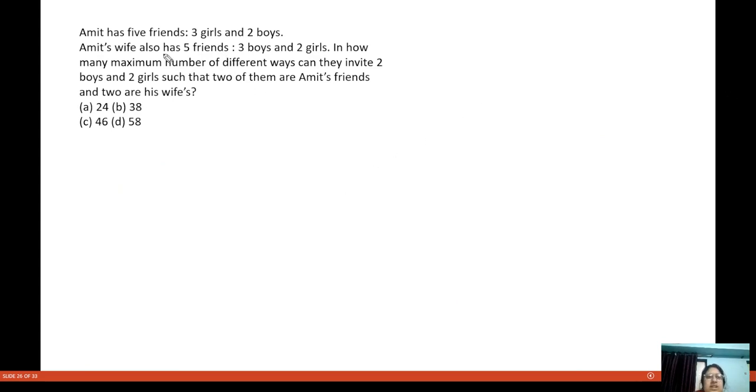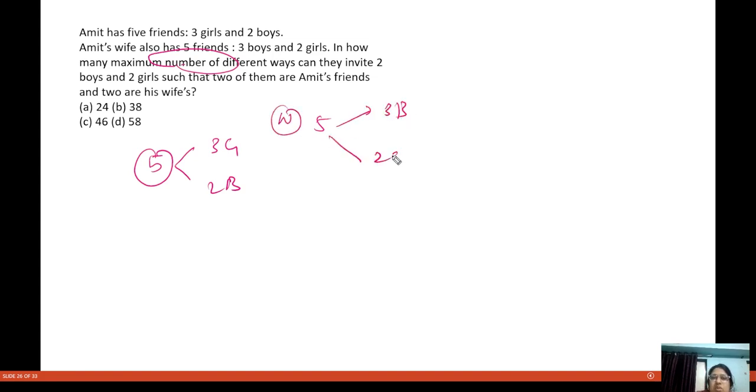Now look at this question. Amit has five friends, three girls and two boys. Amit's wife also has five friends, three boys and two girls. In how many maximum number of different ways can they invite two boys and two girls such that two of them are Amit's friends and two of them are his wife's? Okay. So what this is saying, Amit has five friends, meaning he has three girls and two boys. Amit's wife also has five friends, and they are three boys and two girls. So this is Amit, this is Amit's wife.